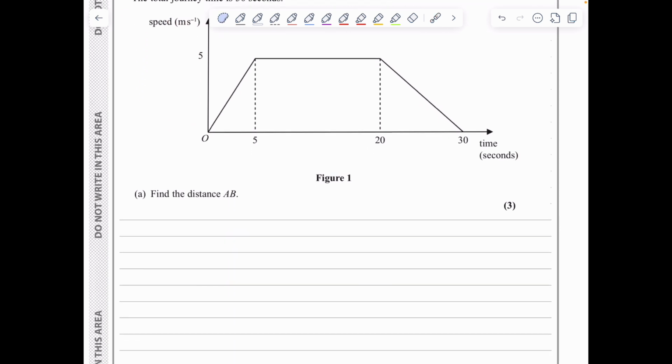Now we know that the distance is given by the area under a speed time graph, which is the shaded area here. So we're looking at the trapezium. Now base 1 here is 30, base 2 here is 15. So let me write the 15 here, and therefore we can say that the distance AB will be given by 30 plus 15 over 2, so base 1 plus base 2 over 2, times the height of the trapezium, which is the 5 here, so times 5, and this gives an answer for AB of 112.5 meters.